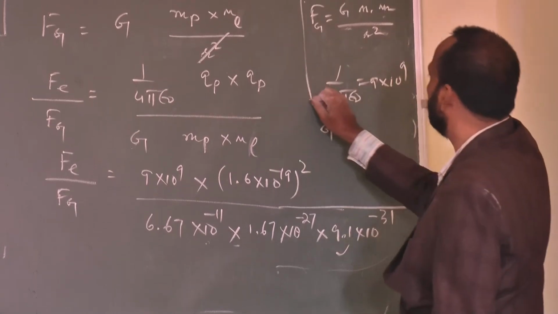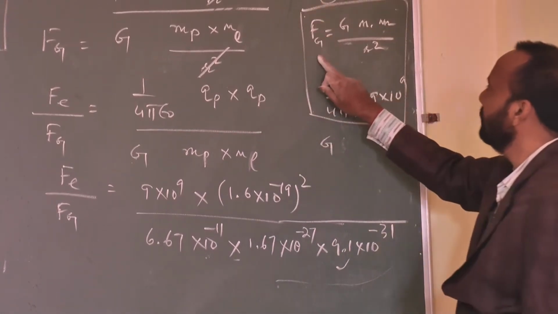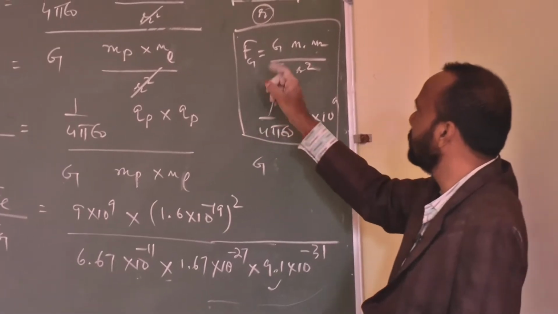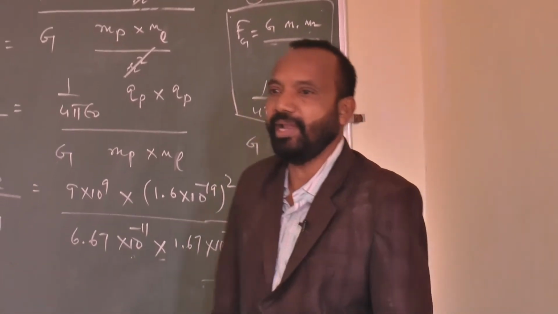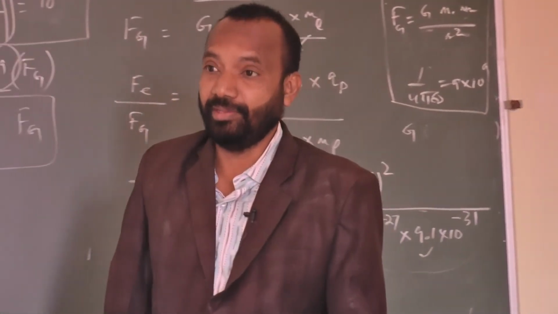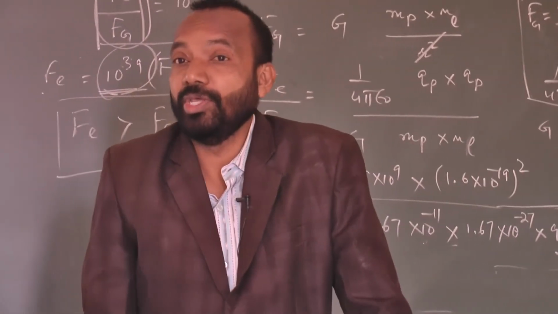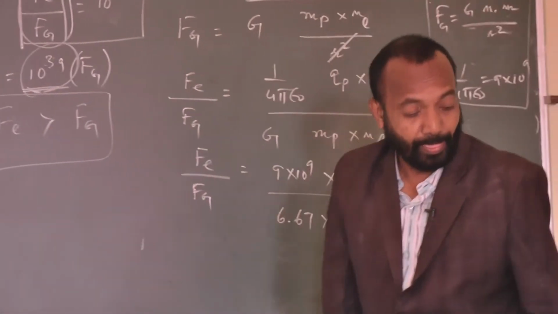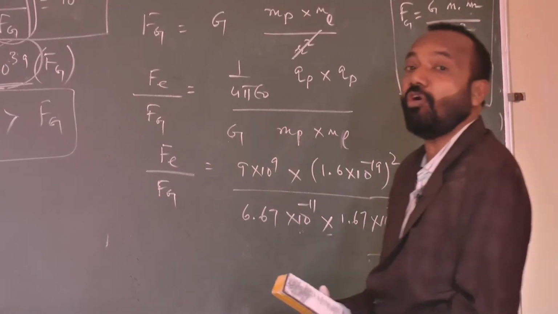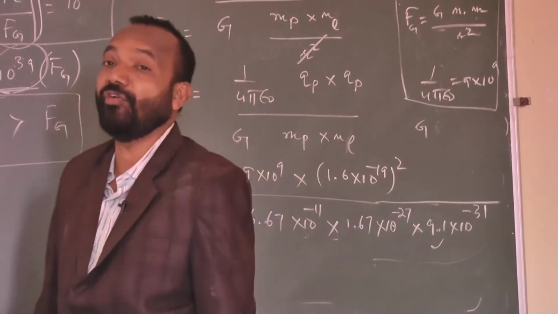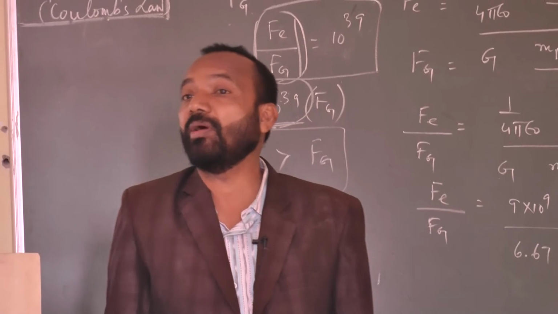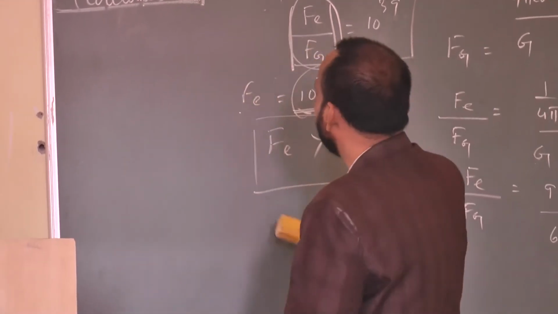And the constant we have used, the G value, is 6.67 into 10 to the power minus 11 Newton meter square per kg square. Now let us calculate the unit of epsilon naught, the unit of permittivity, and the dimensional formula of the permittivity. How to calculate?